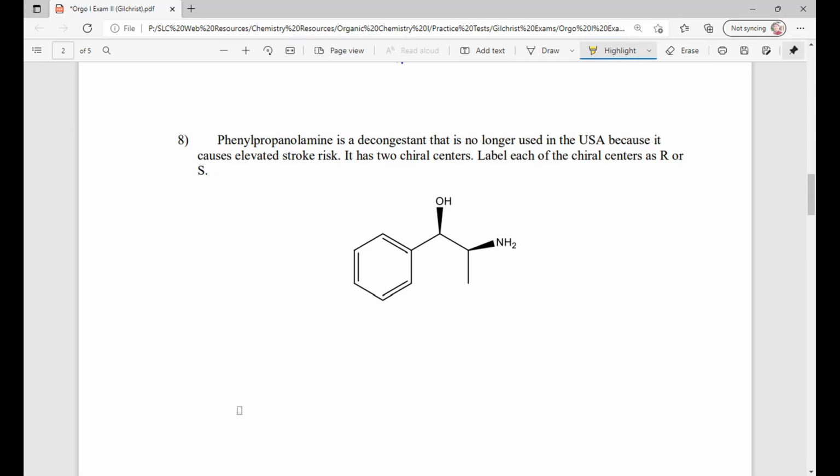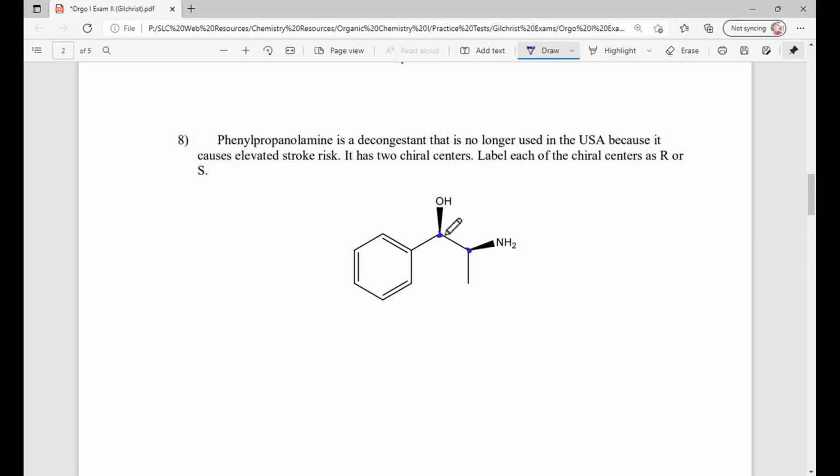Yeah, that works. Okay. So it says this molecule has 2 chiral centers. Label each of them as R and S. It's pretty obvious which ones are the chiral centers here. You know how to easily tell if it's a chiral center, right? You just look to see if it's bonded to 4 different things, exactly. So here is one chiral center, here's another one.